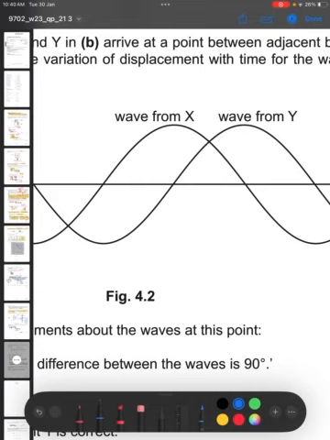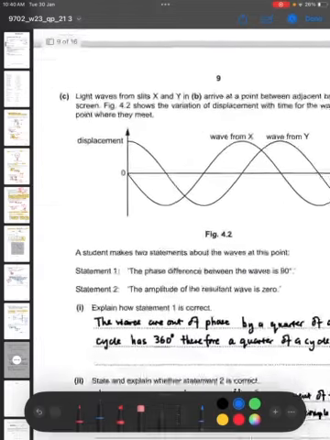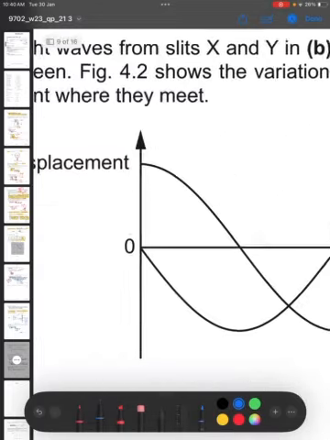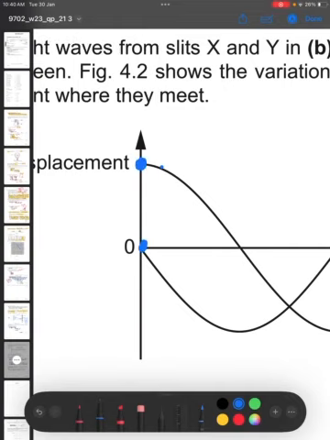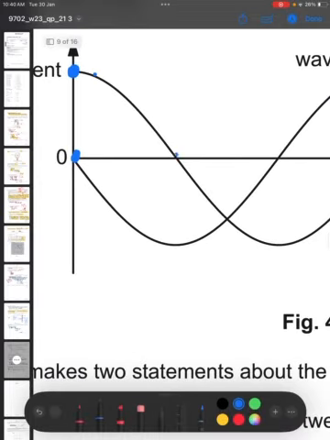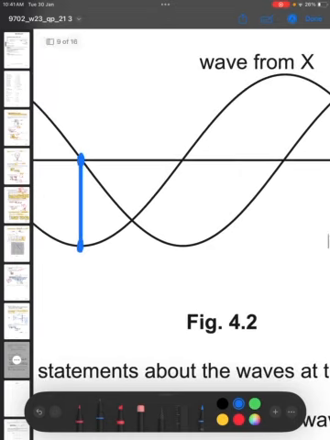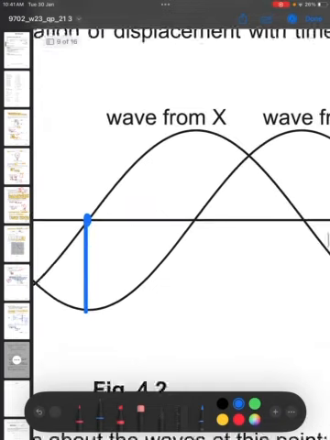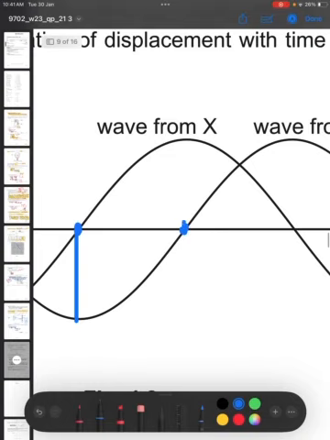First difference can be calculated, but first difference can also be observed from the graph. For example, take this. When this graph here is at the maximum, this one is at 0. Right? This one at 0, this one at maximum. Check out carefully. Okay? This one at 0, this other one at maximum.